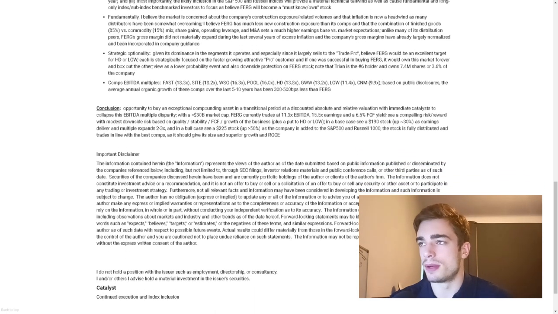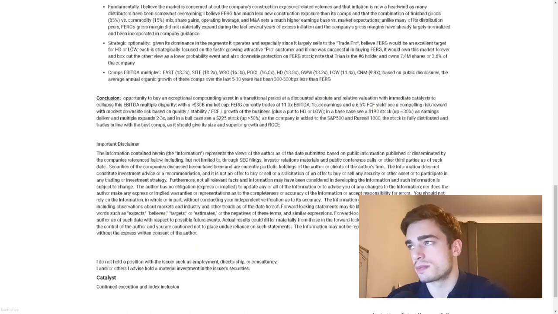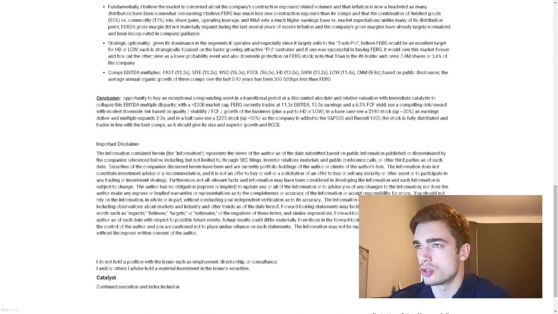Fundamentally, I believe the market is concerned about the company's construction exposure/related volumes, and that inflation is now a headwind as many distributors have been somewhat overearning. I believe FERG has much less new construction exposure than its comps, and that the combination of finished goods, 85% versus commodity, 15%, mixed share gains, operating leverage, and M&A sets a much higher earnings base versus market expectations. Unlike many of its distribution peers, FERG's gross margin did not materially expand during the last several years of excess inflation, and the company's gross margins have already largely normalized and have been incorporated in company guidance.